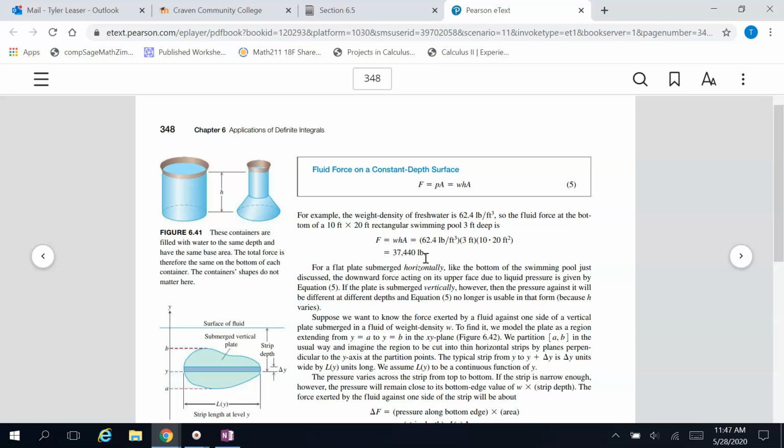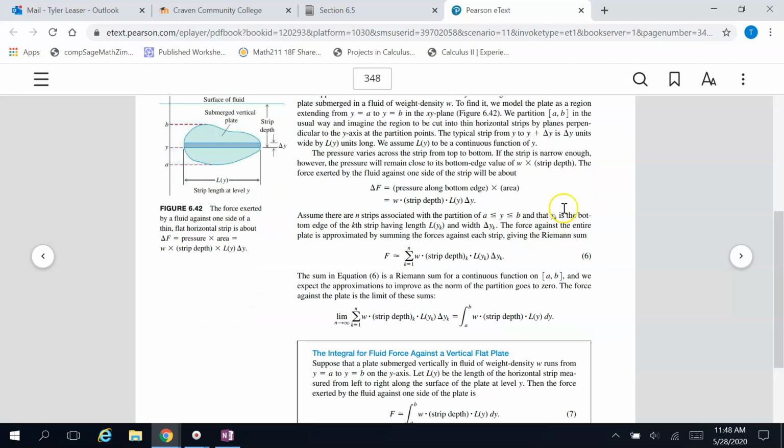Okay, to move on, because this is easy stuff where you're just multiplying the three numbers together, the density of the liquid, the depth of the liquid, and then the surface area of the bottom, what happens if instead of a horizontal object in the liquid you have something suspended vertically in the liquid? The force is going to change the further down the liquid that you go. So instead of a constant force on the object, we're going to have a variable force because the object is at different depths.